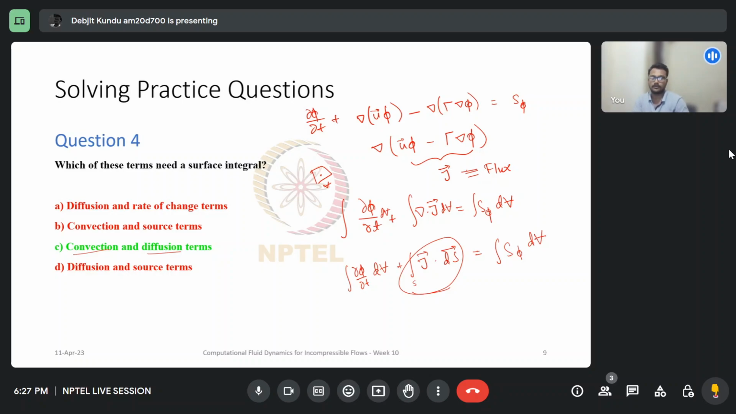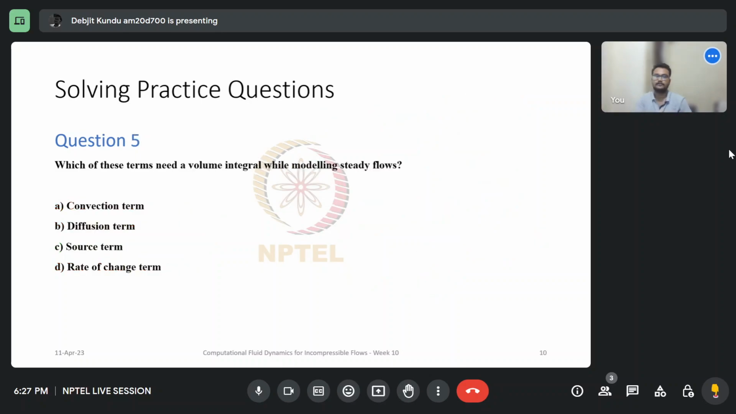Let's move on to question number 5 of today's session, which asks which of these terms need a volume integral while modeling steady flows. Is it option A, convection term? Option B, diffusion term? Option C, source term? Or option D, rate of change term? Read the question carefully and try to figure out the correct option.